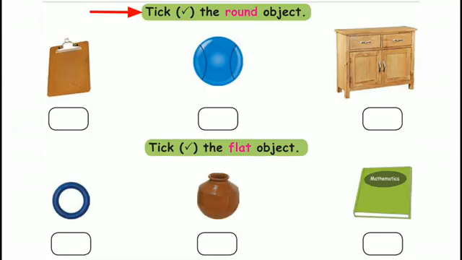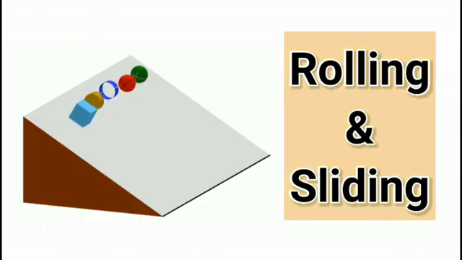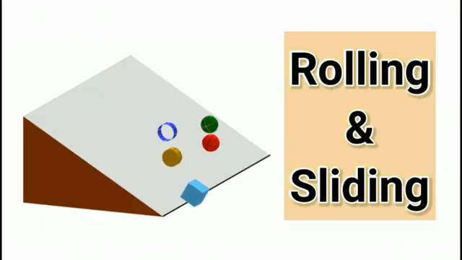See the question. Take the round object. The surface of the ball is curved. It is the round object. So tick the ball. Next, tick the flat object. The surface of the book is flat. So tick the book. Let us learn rolling and sliding.